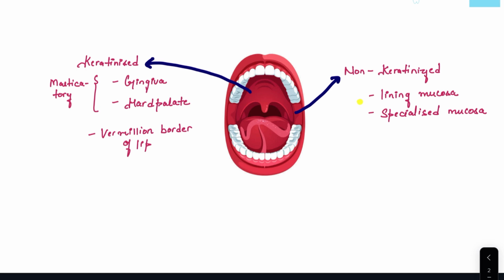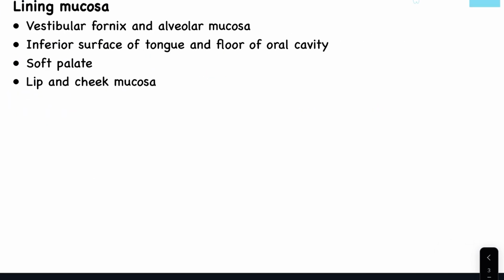But it is not very important. Questions are rarely asked from this topic, so keep that in mind and mainly focus on the specialized mucosa. I'll start with the lining mucosa.